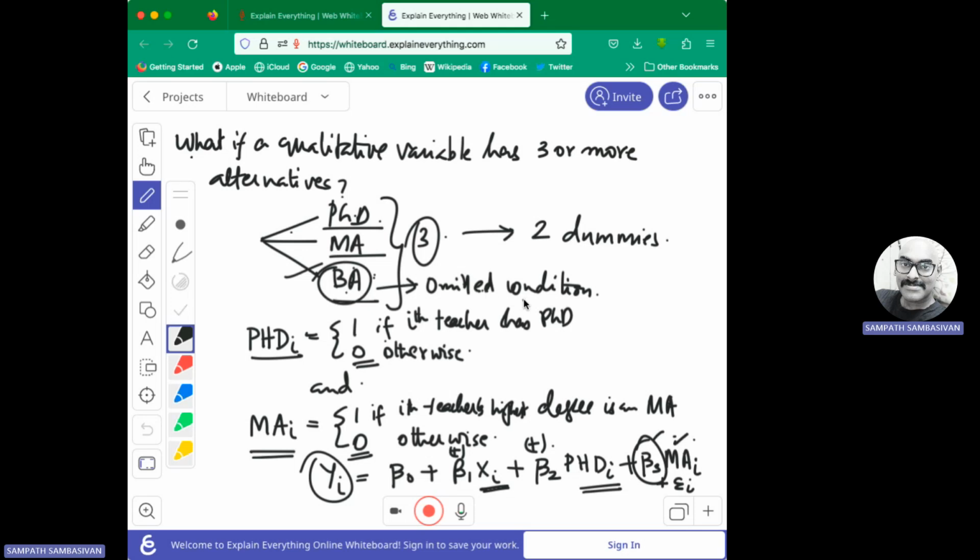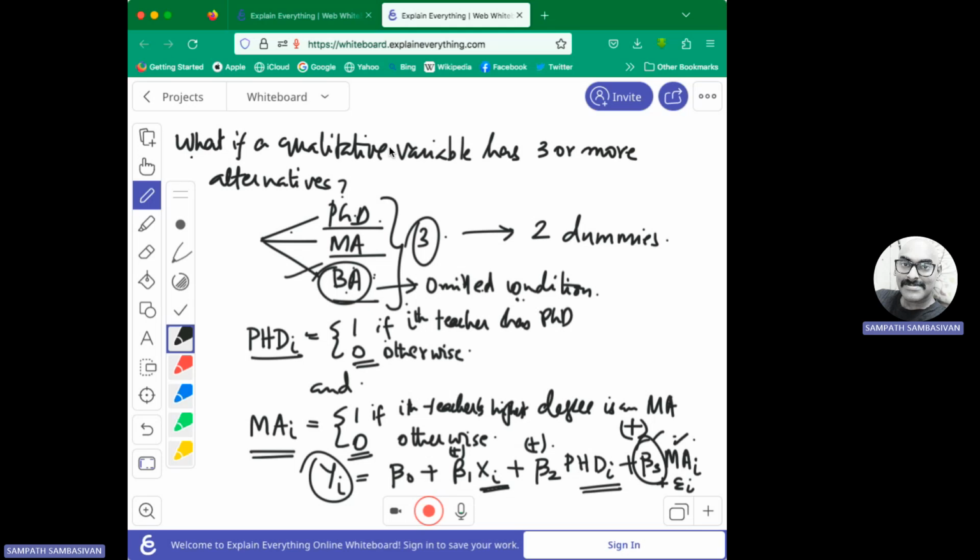So compared to this situation, right? Compared to a person who is having a BA degree, a person with the highest qualification as MA, right? How much extra salary would they receive? That would be indicated by this beta 3. So it is quite natural that a person with a MA degree is expected to have a higher salary than the one with a BA degree. So the hypothesized value of beta 3 should also be a positive value. Okay. Right? So that is the way in which we interpret.